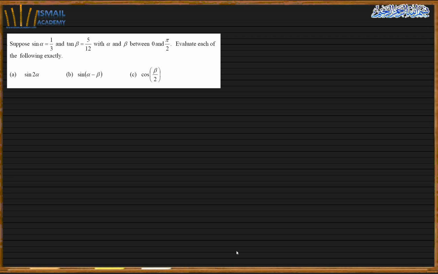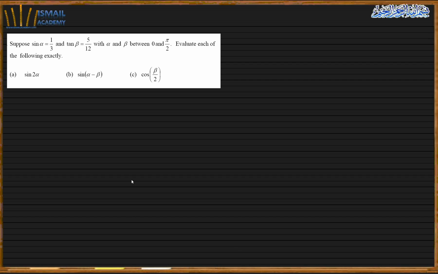Next question here. Suppose we have sine of alpha is 1/3, and tangent of beta is 5 over 12, where alpha and beta are in the first quadrant, between 0 and pi over 2. So they ask me to evaluate each one of those.